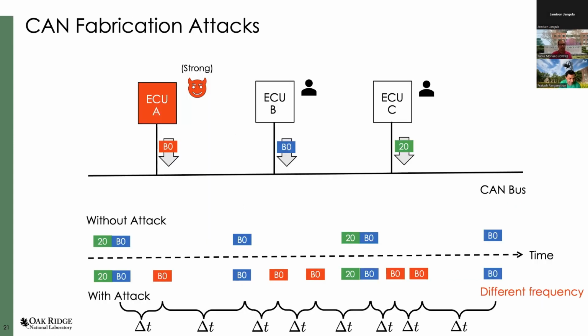So the simplest version of these attacks, the fabrication attacks, can be understood by this threat model, in which we assume that an adversary has access to the CAN bus.